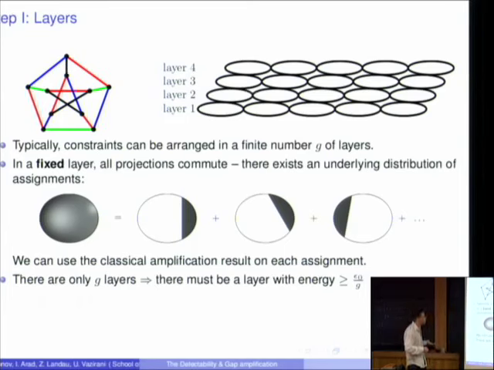Since there are only a constant number of layers, and we know that the total violation is greater than epsilon zero, there must be one layer in which the energy is some constant fraction of epsilon zero. So we will pick this layer, but then it's not that simple.